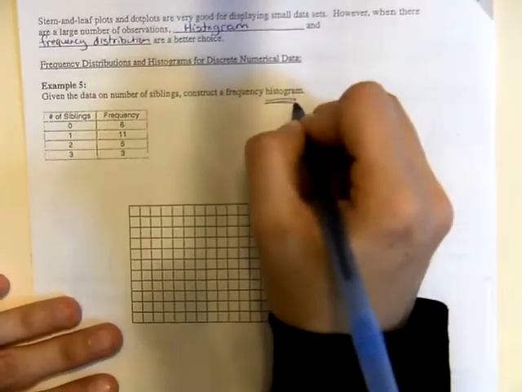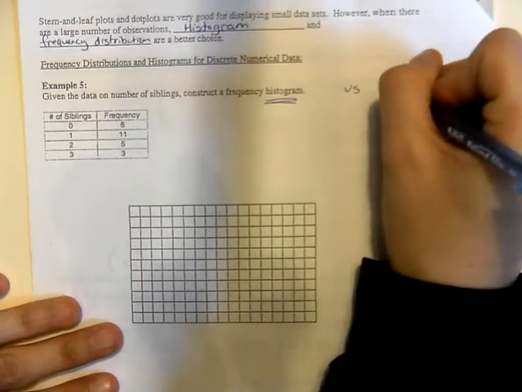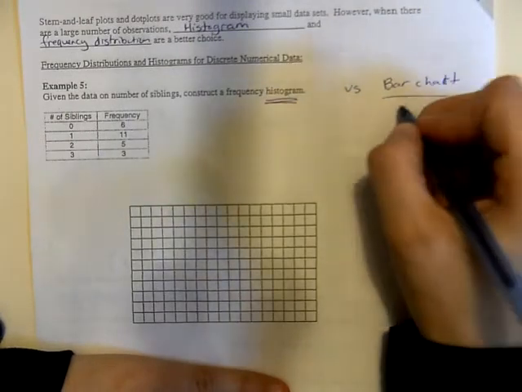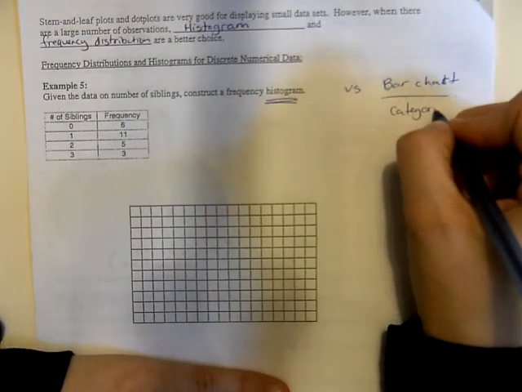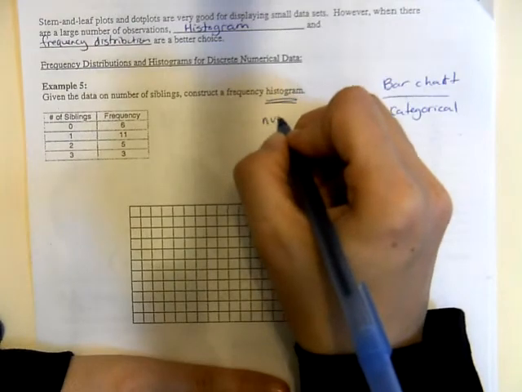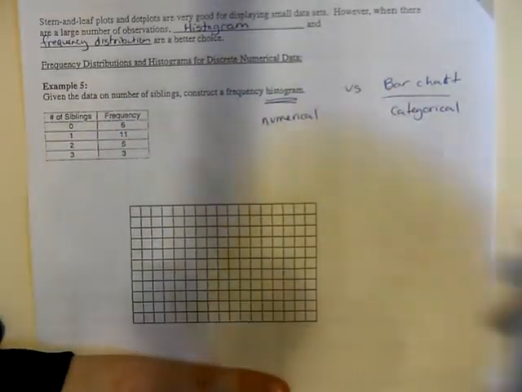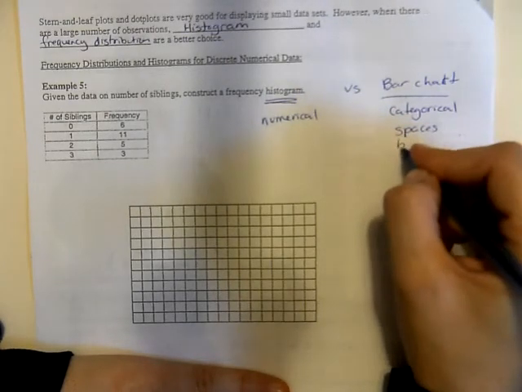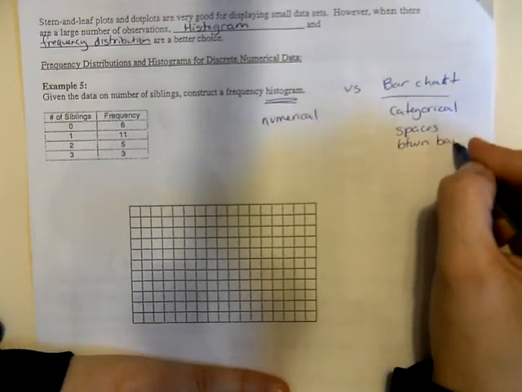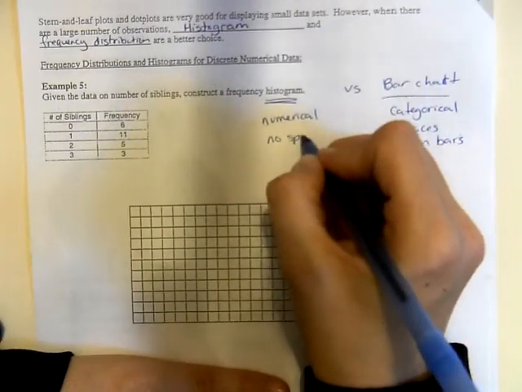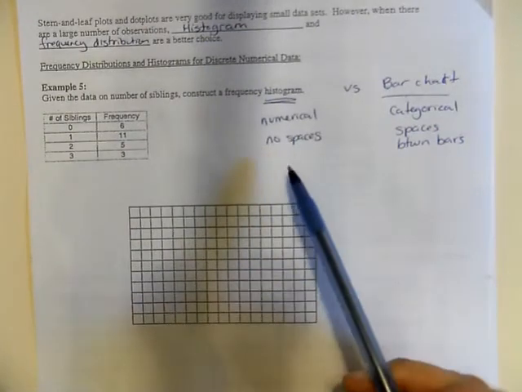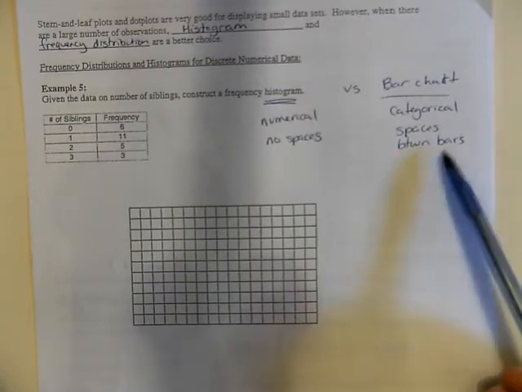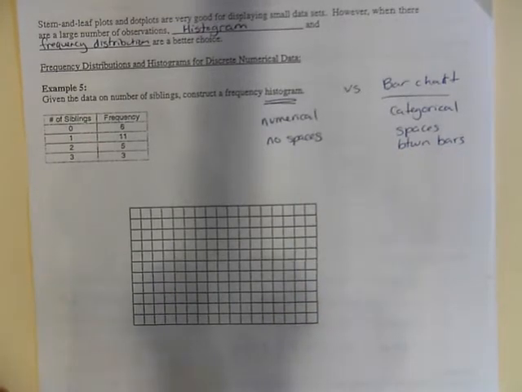So again, the only difference between a histogram versus a bar chart that we did, a bar chart is for categorical data. A histogram is for numerical data. So in a bar chart, there are spaces between the bars. In a histogram, there's no spaces. And what I mean by no spaces is you can still have a gap, but there's no spaces between each bar. Whereas here, there's spaces because they can be interchangeable.